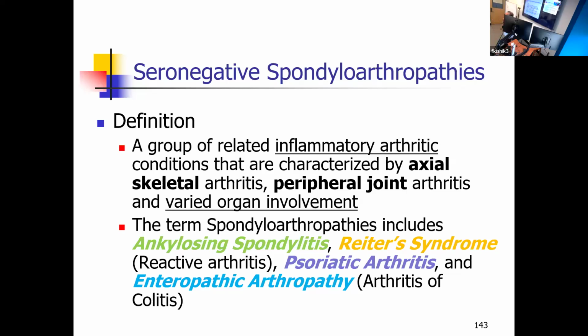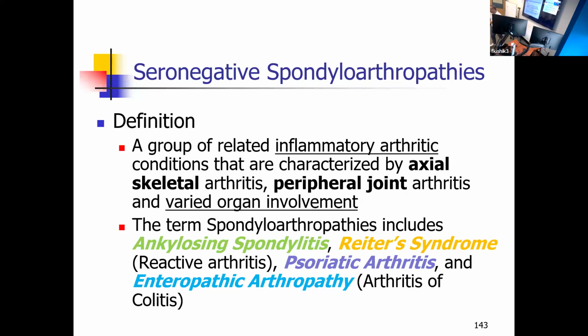Common denominator amongst all four. What you really need to know about these seronegative spondylopathies is this, that once again, they do cause inflammation in the body, and this inflammation causes joint pain. These joint pains are defined in two aspects. One is axial, meaning it's in the spine itself, and then obviously it's peripheral, meaning other joints throughout the body.